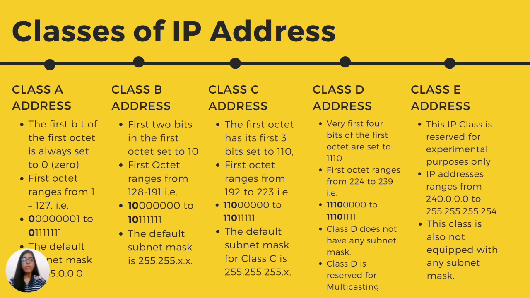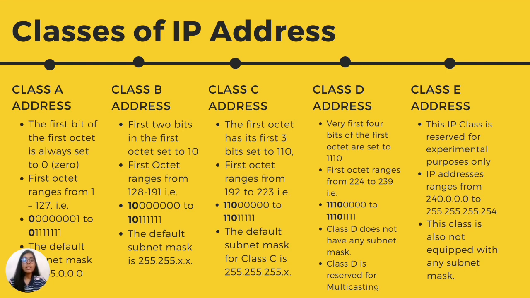Moving further, the very first 4 bits of the first octet in class D IP addresses are set to 1110, giving a range of 224 to 239. This class does not have any subnet mask. Class D is reserved for multicasting. In multicasting, data is not designated for a particular host. That is why there is no need to extract a host address from the IP address.